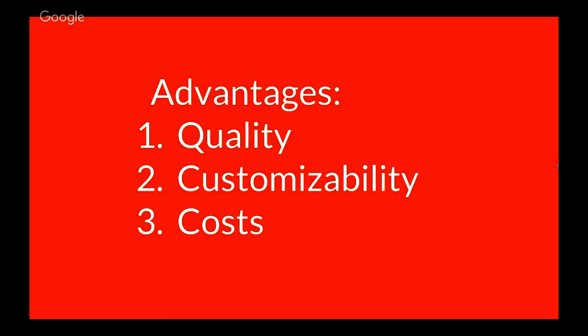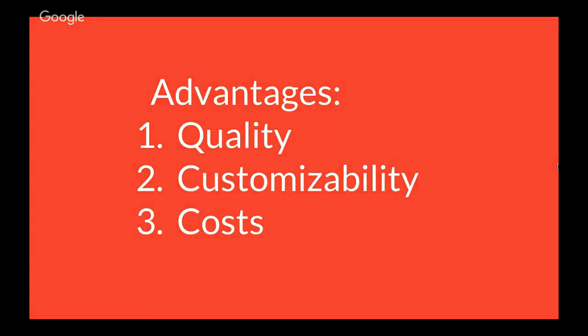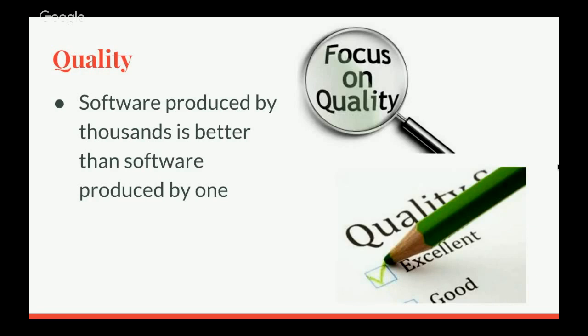First, we will look at the quality aspects of open source. Second, we will look at the role of customizability. And lastly, we will look at the cost savings associated with open source programs and softwares. First, the quality of programs and softwares created by using open source will increase. This is because programs and software created by thousands of developers are much better than when created by only a handful of developers. Therefore, the quality of the programs and software developed will only continue to improve.